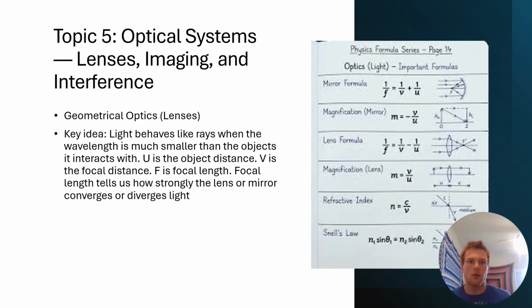electronics. So for topic 5, I want to mainly discuss what rays are and how they differ from light waves themselves. And so here's the general idea of how light rays work, and these are the formulas we use to explain all of it. But the key idea is that light behaves like rays when the wavelength is much smaller than the object it interacts with. U is the object distance and V is the image distance, where F is the focal length.